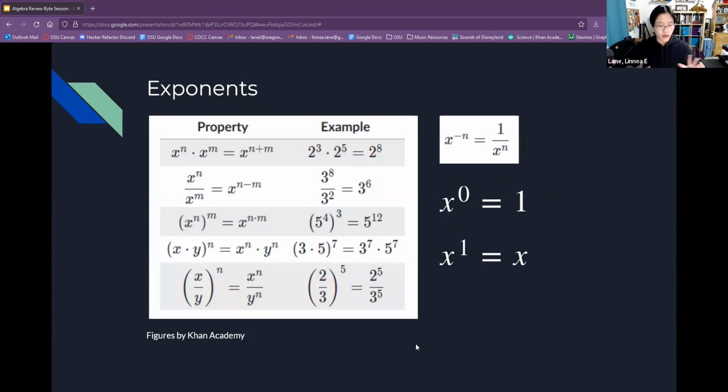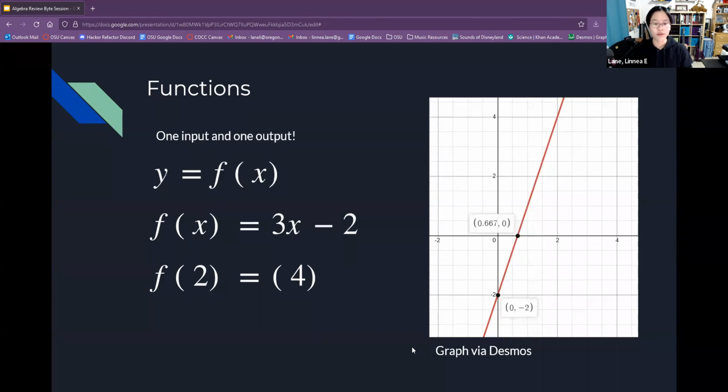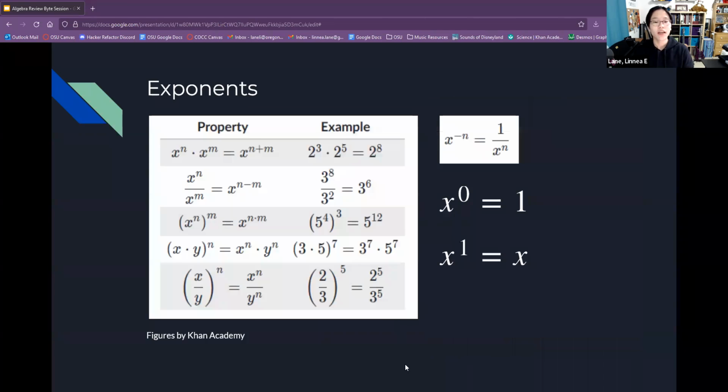Okay, now we're moving on to exponents. This is where I'm going to spend a little bit more time because I think these can be a little bit more confusing for people. But these are just a set of rules, right? A set of rules for manipulating terms with these exponents in them, right?